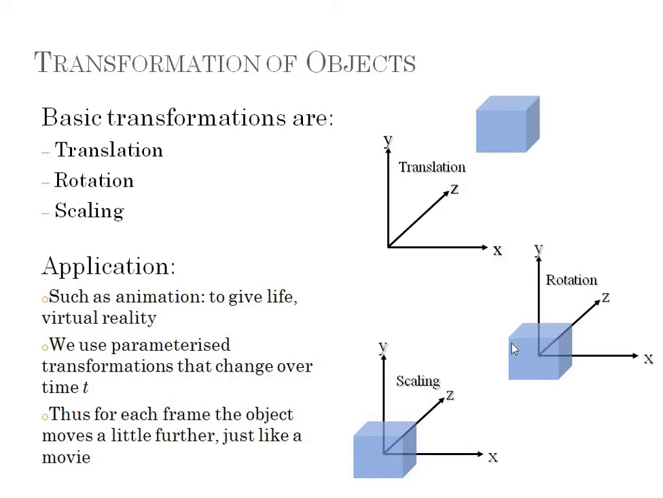Let us see rotation. You see this cube. When you apply rotation, it is rotating around the same axis. In terms of scaling, the object increases or decreases in size when we apply scaling parameters. Now let us see translation, rotation, and scaling one more time.